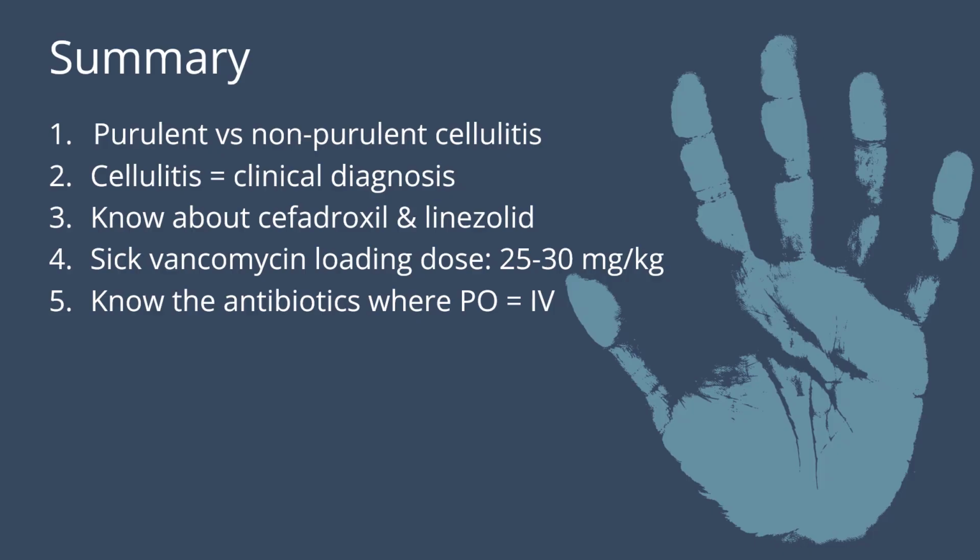Here are the big 5 takeaways from my lecture, starting with number 1. You have to know the difference between purulent and non-purulent cellulitis since the treatment is different. Number 2, cellulitis is a clinical diagnosis, which means you do not need labs to make the diagnosis. Number 3, know about the antibiotics cefadroxil and linezolid. We probably should be using them more than we do. Number 4, if someone is sick and getting vancomycin, the loading dose is 25 to 30 milligrams per kilogram, up to a 3-gram max.